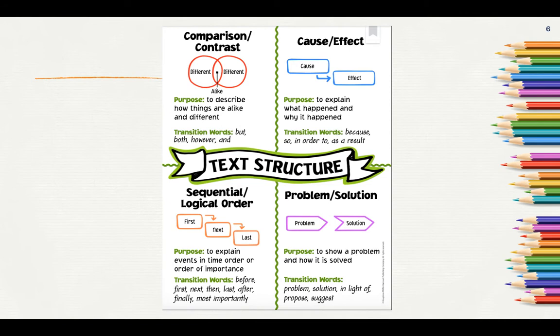There is also problem and solution. The purpose of problem and solution is to show a problem and how it is solved. Just like the other types of text structure, there are clues placed in the text by the author in order to show you, the reader, the text structure. The clues are the transition words such as problem, solution, in light of, propose, and suggest.